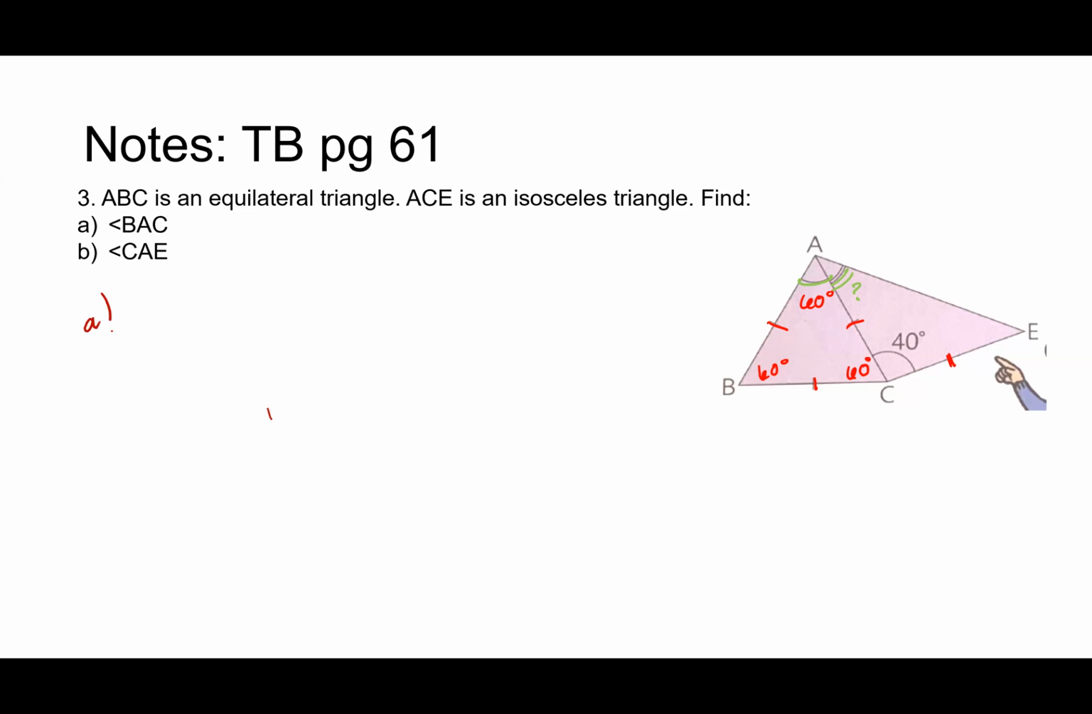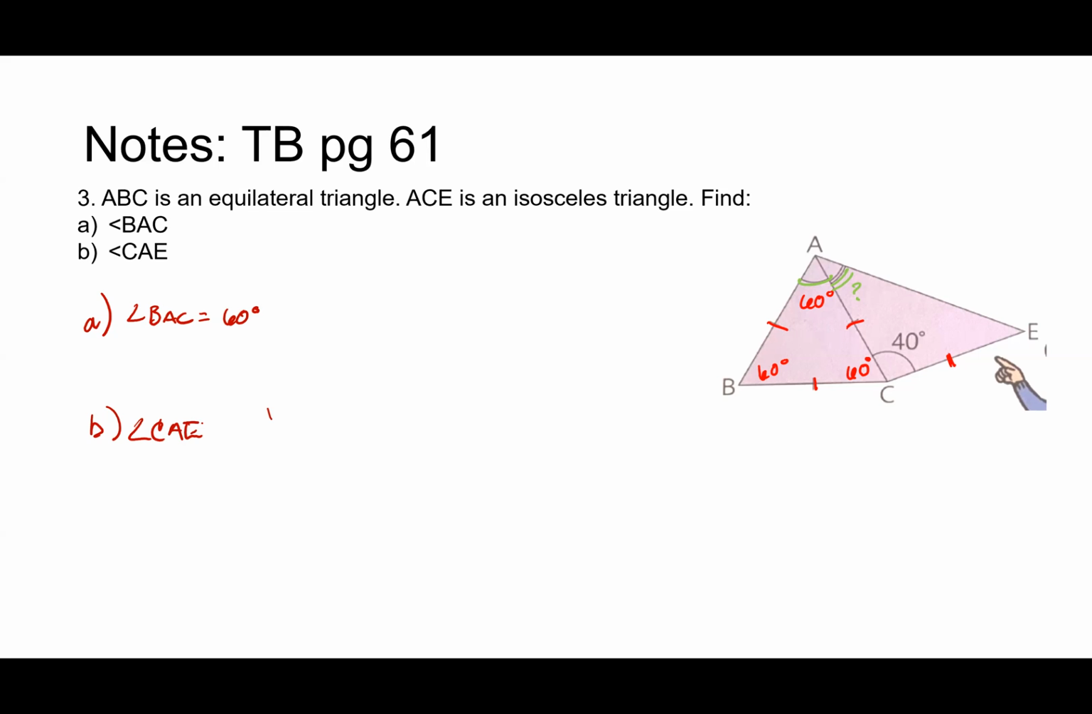What's letter A? Yeah, we already figured that out because we read the problem and we know that an equilateral triangle has angles that are 60. How about angle CAE? What is that one going to be?